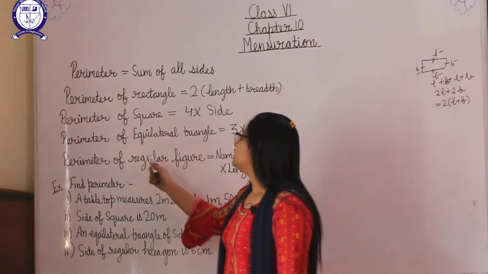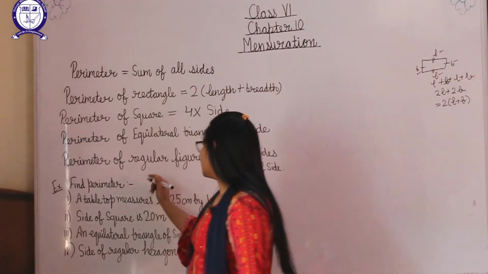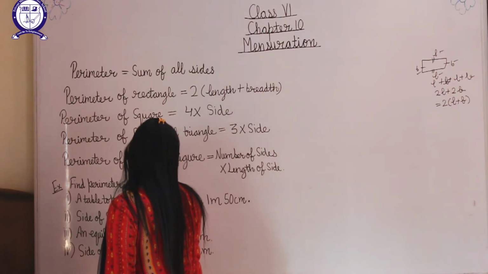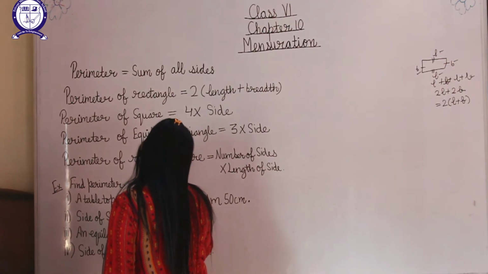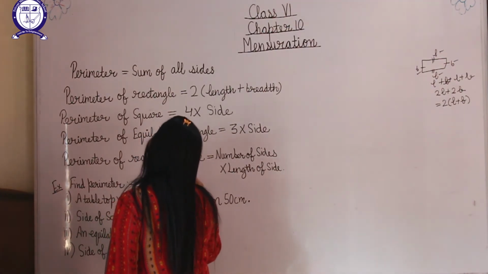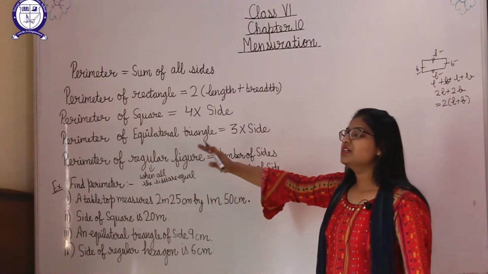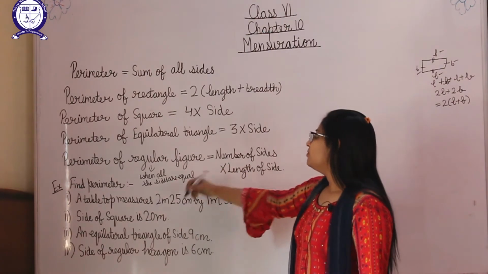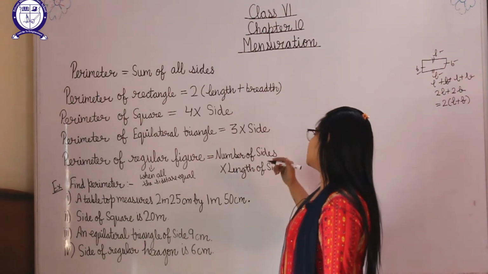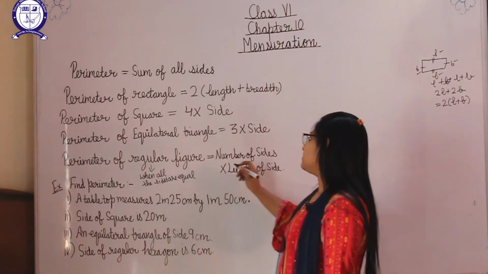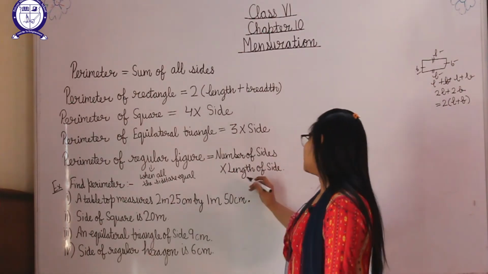Now the perimeter of any regular figure. The word regular is used when all the sides are equal. Okay, students, suppose it is given in the figure that it is a pentagon, a hexagon, or a heptagon, and you have to find the perimeter of such a regular figure. So what will be its perimeter, students? It will be equal to the number of sides multiply the length of the side.